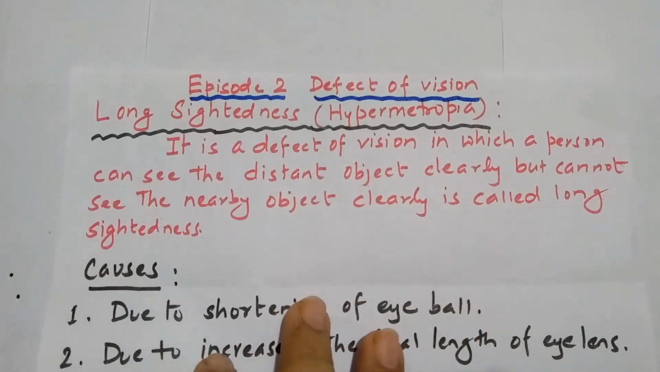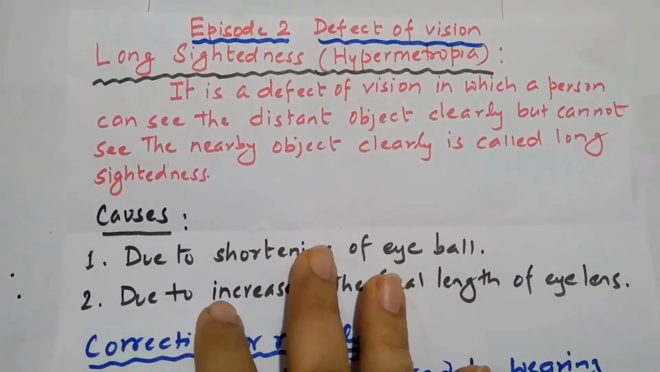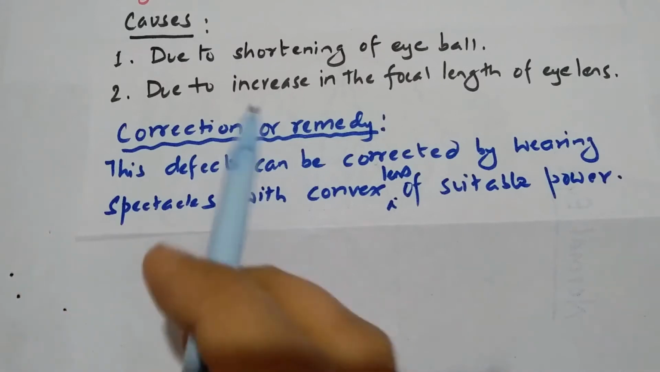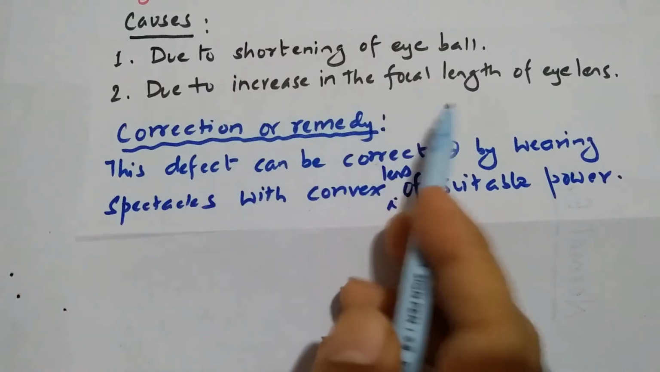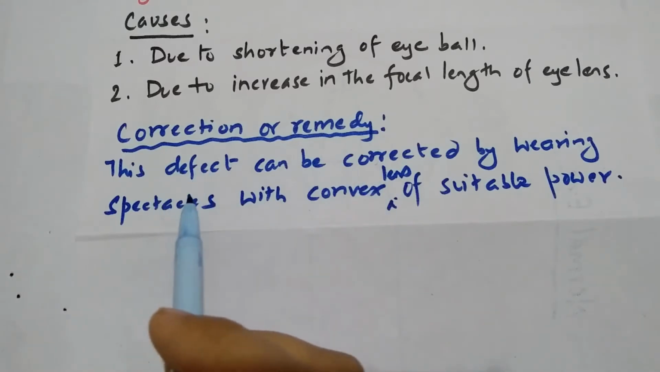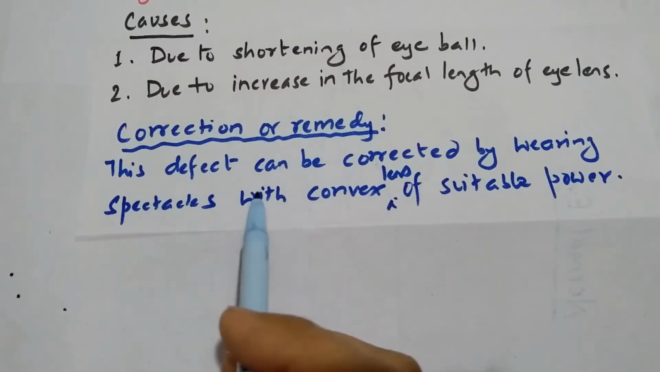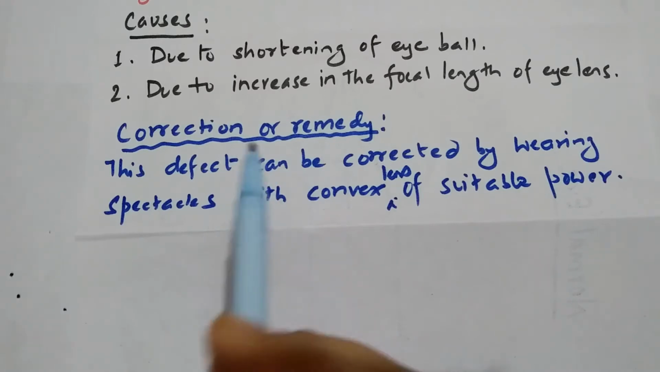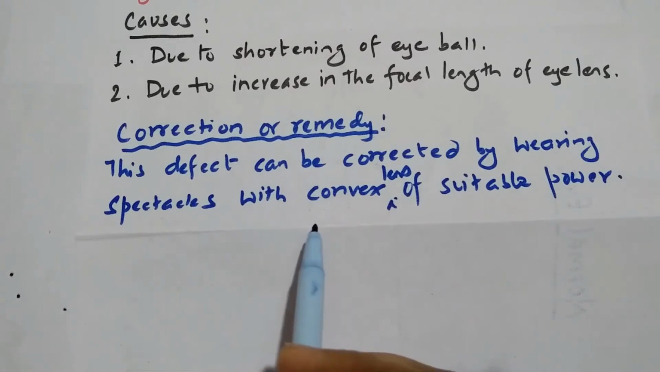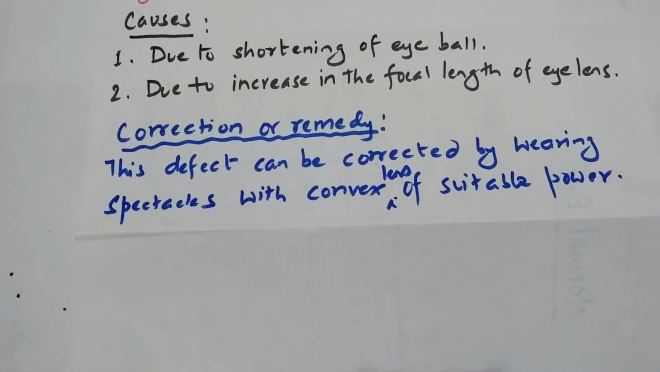So what is the cause? Let's see its causes. Due to the shortening of the eyeball and due to increase in the focal length of eye lens. So what is the correction for longsightedness, or remedy? The defect of this vision can be corrected by wearing spectacles with convex lens of suitable power, or let's say suitable focal length.